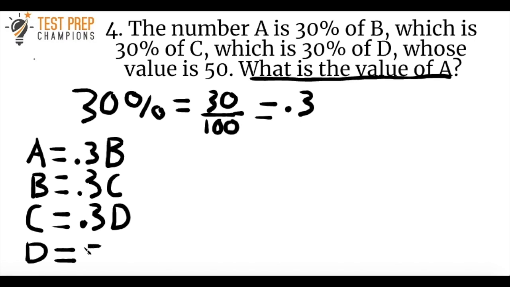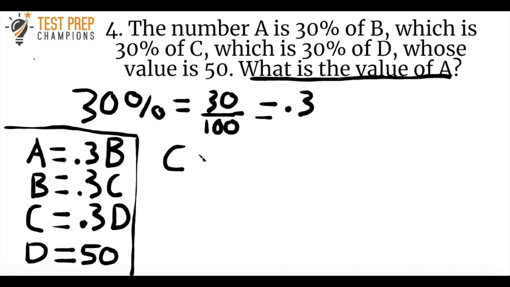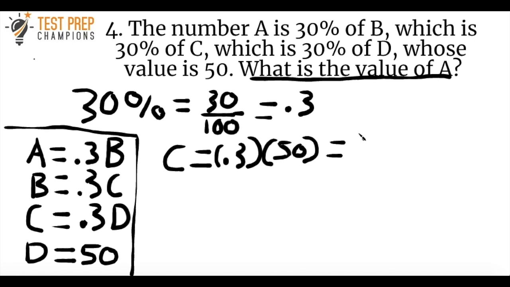Now all we're going to do is work backwards because we know what D is. Let me put a box around this. If we know what D is, we can find C because C is equal to 0.3 times D. So C is equal to 0.3 times D, where D is equal to 50. If you run this in your calculator, you'll get 15. So C is equal to 15.